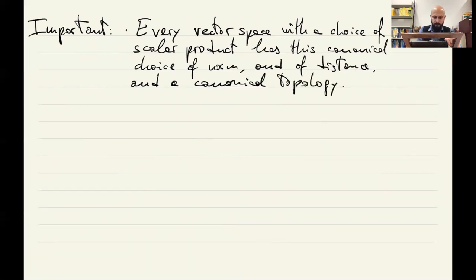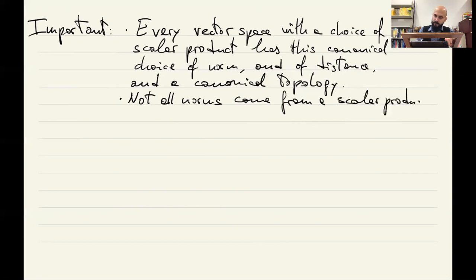Okay, but one should pay attention that not all norms come from a scalar product. And actually, one can detect from the norm if this norm is coming from a scalar product, and it's actually going to be unique if it exists. So this is a fact that we might discuss at some point.